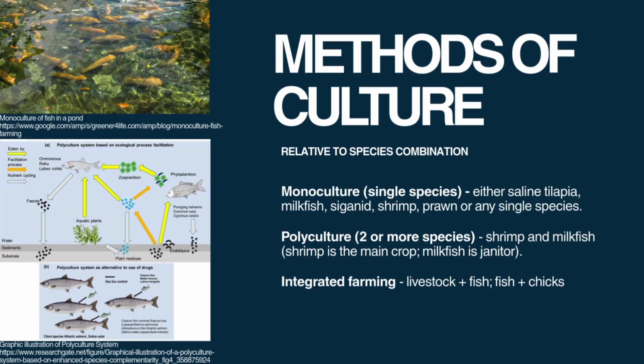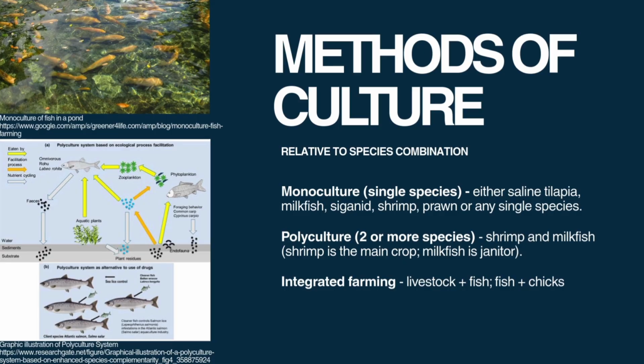So yung sa taas, yung A, polyculture system based on ecological process facilitation, shows how different organisms in the pond help each other naturally. So, the main idea here is yung different species, they use different food sources. So, it allows nutrient recycling and better productivity. So, how does it really work?